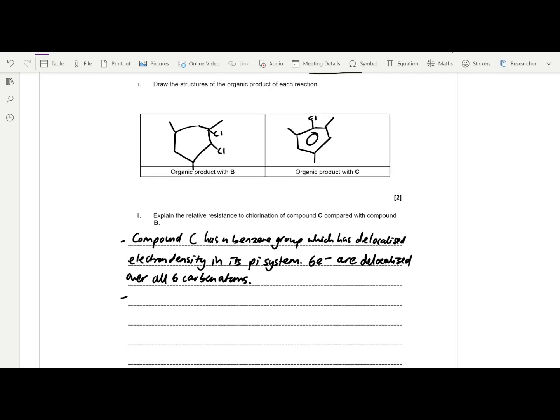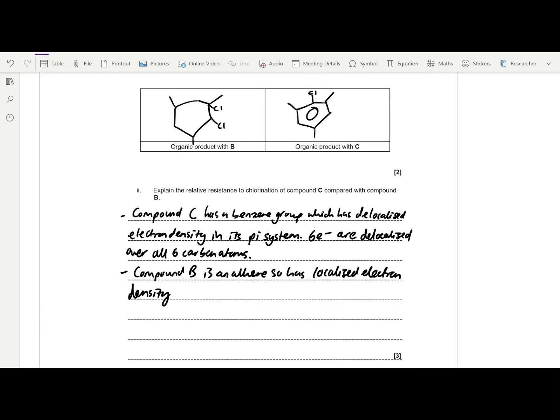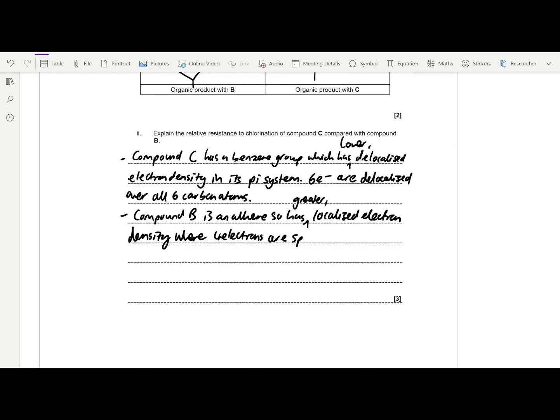And then we could talk about compound B is an alkene, so has localized electron density, where you could mention it as greater localized electron density, where 4 electrons are spread over only 2 carbon atoms in the carbon-carbon double bond.